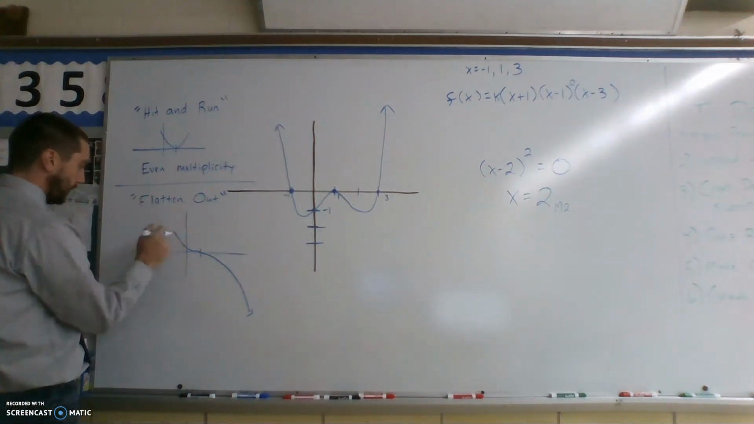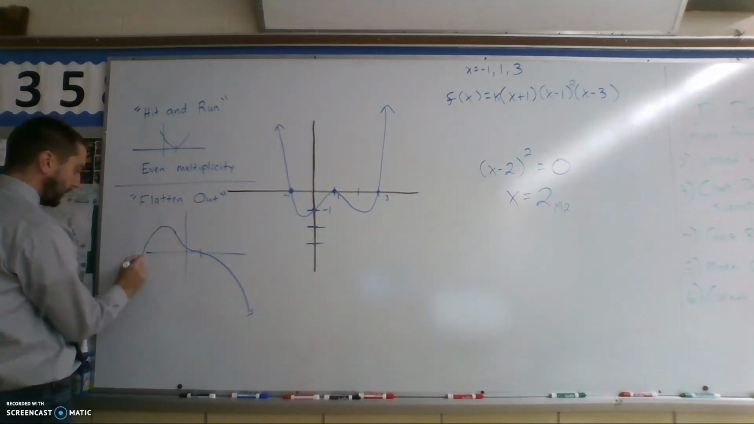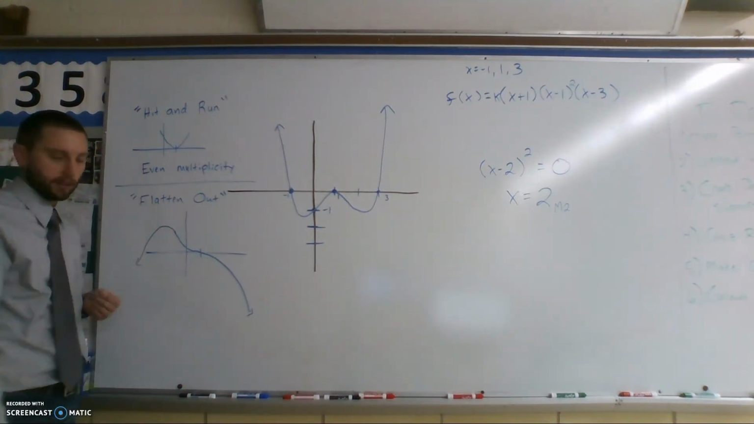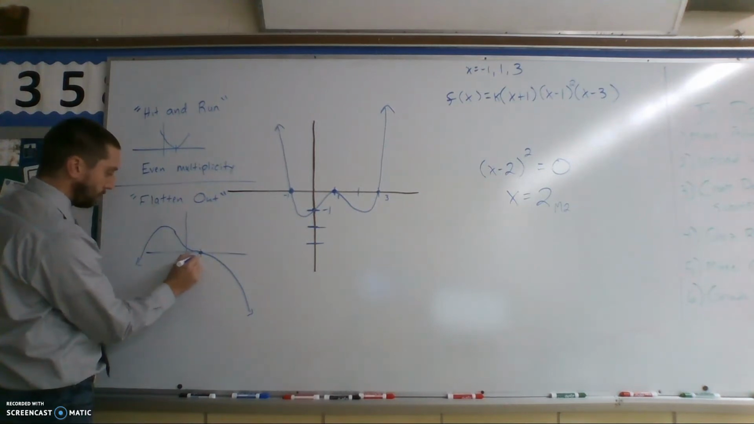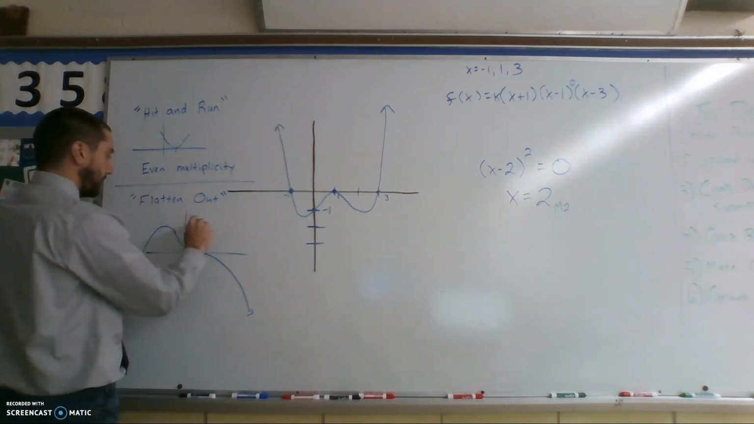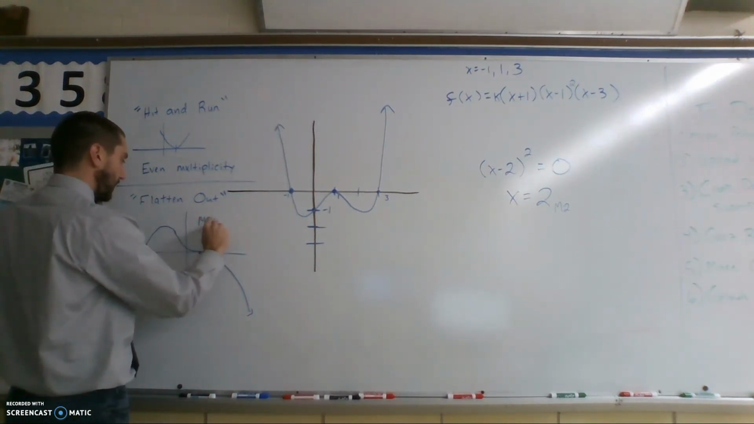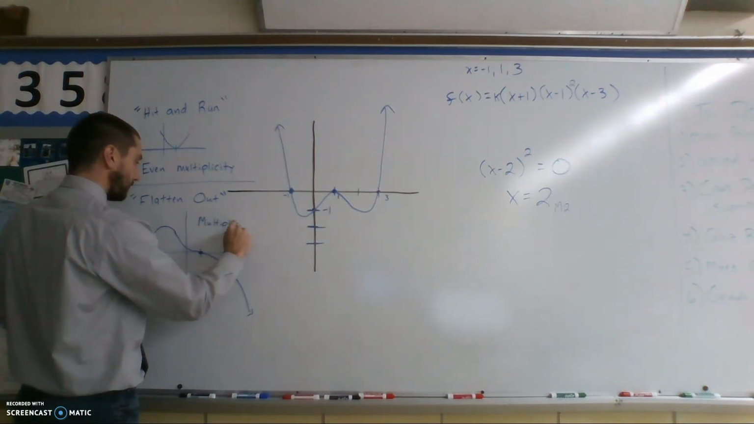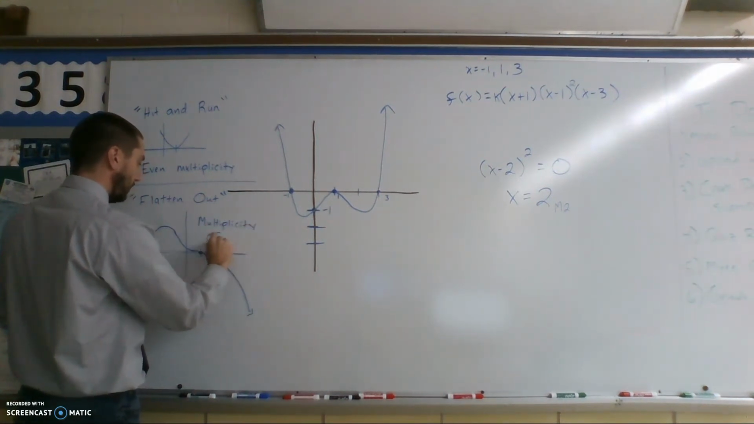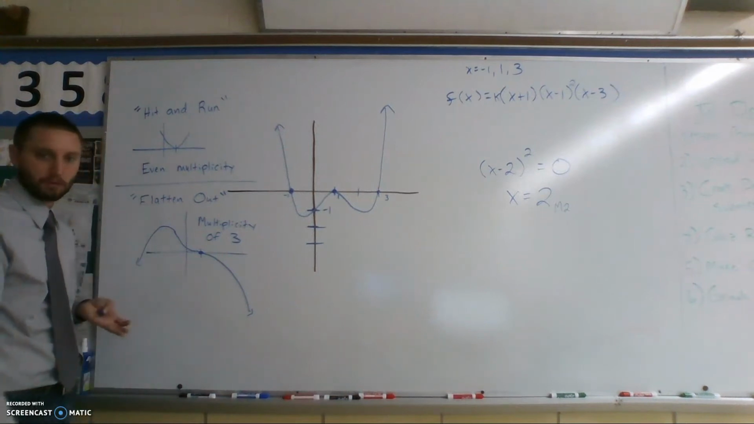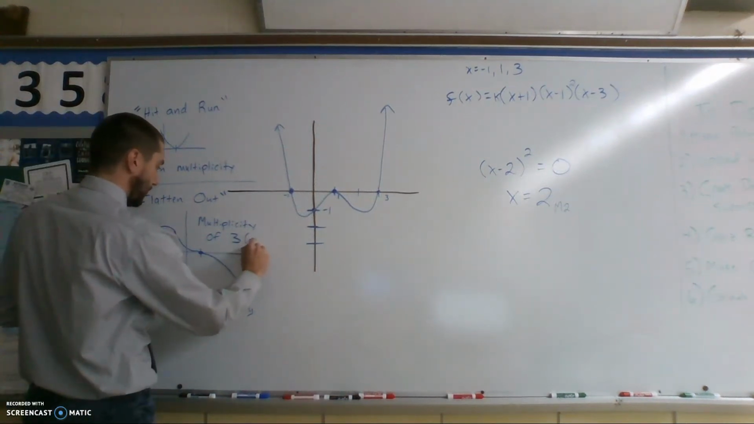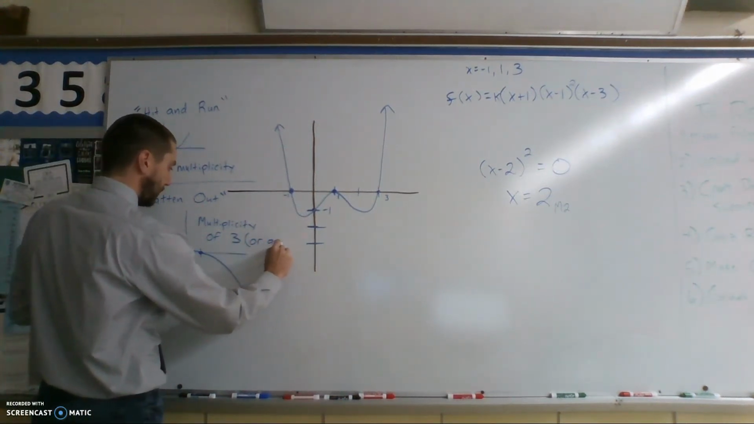And then maybe this doesn't go on forever. Maybe it comes back up, and then maybe eventually it has another x-intercept over there or something. But this point right here, when it flattens out, this usually is a multiplicity of 3 for our purposes. Technically, it could be any odd number, not including 1.